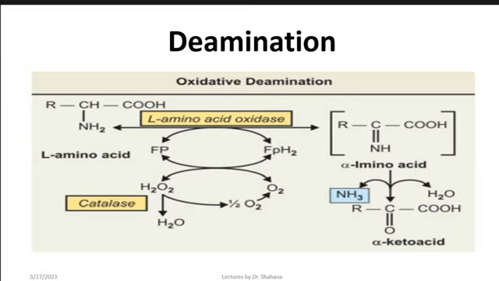This is the oxidative deamination in the presence of enzyme catalase, and here amino acid is converted into first oxidized form and the flavor proteins are oxidase, auto reduce or they auto oxidize the compound and forming alpha amino acid and then alpha keto acid. Here the corresponding enzyme is catalase which converts hydrogen peroxide into oxygen and water.